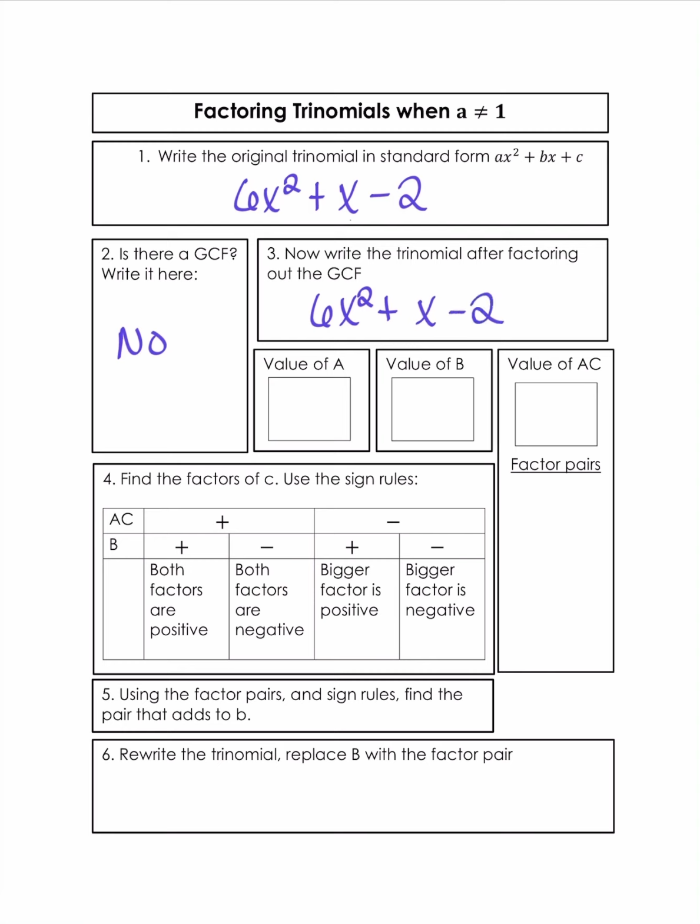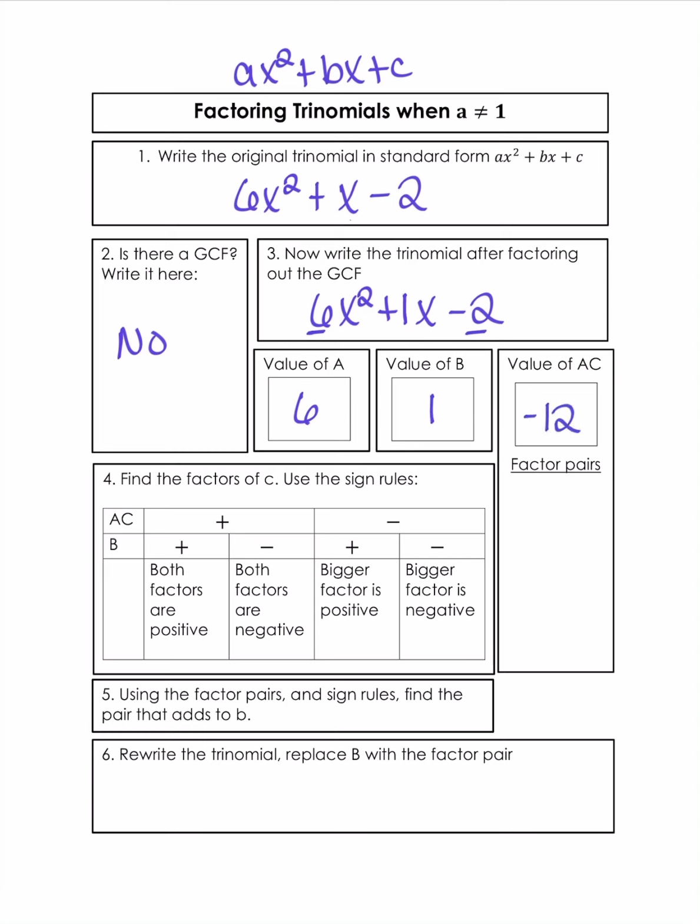So now let's identify the values of a, b, and ac. Remember, we have our trinomial in standard form, ax squared plus bx plus c. So a is going to be the number with x squared, so a is going to be 6. b is the number with x. Well, we have no number with x, so that's just an implied 1. And then we have ac. If we multiply a times c together, we have 6 times negative 2, which is negative 12.